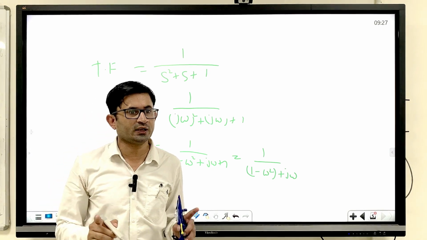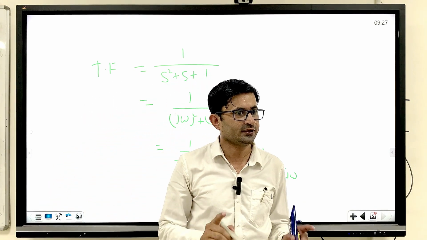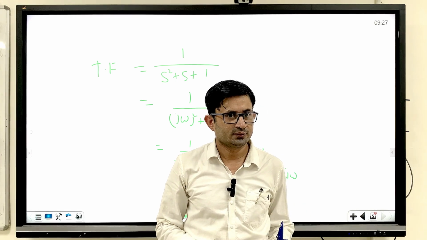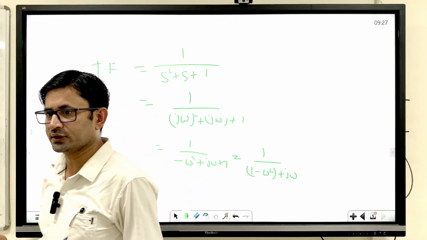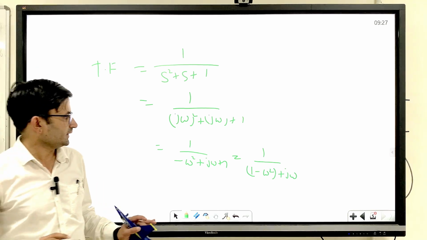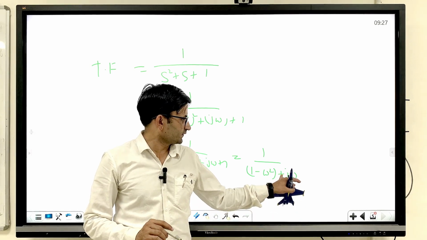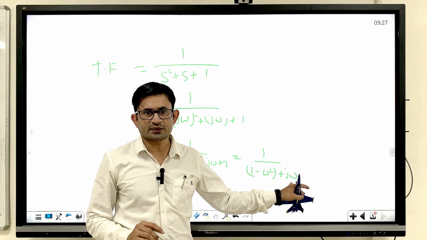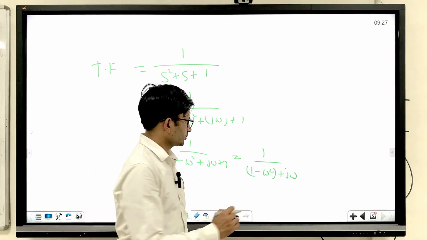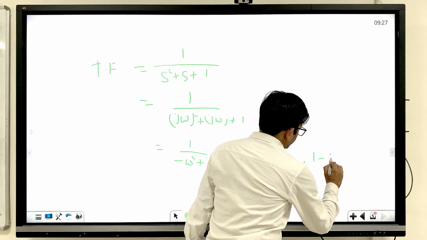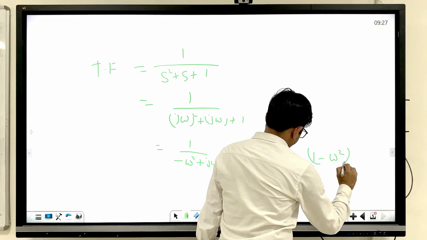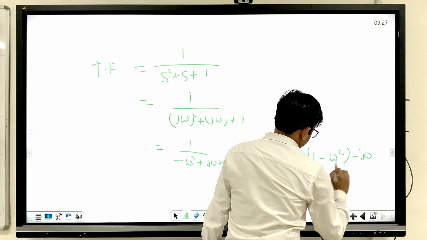Why s equal to j omega? Because we are dealing with the steady state, not the transient state. That is why the real part is 0. We generally put s equal to j omega, right? What you do in order to remove this j? You multiply by the conjugate and divide by the conjugate, right? So what is the conjugate? This, right?